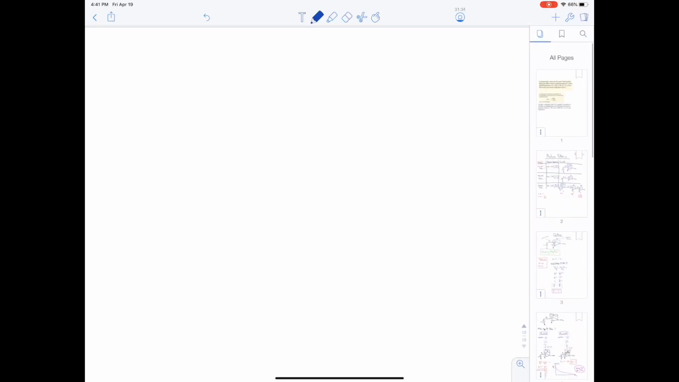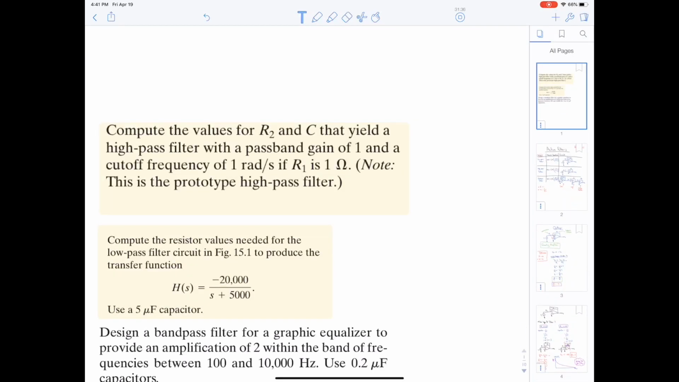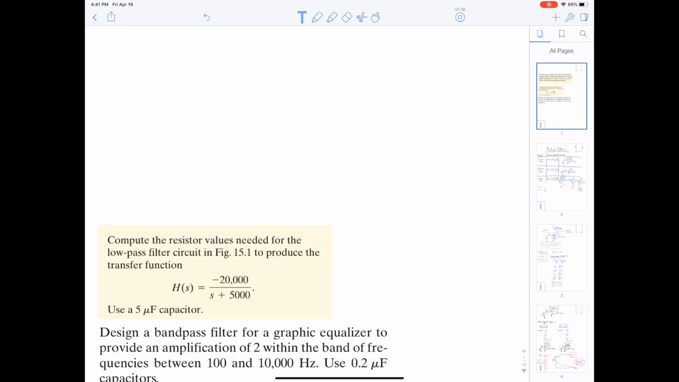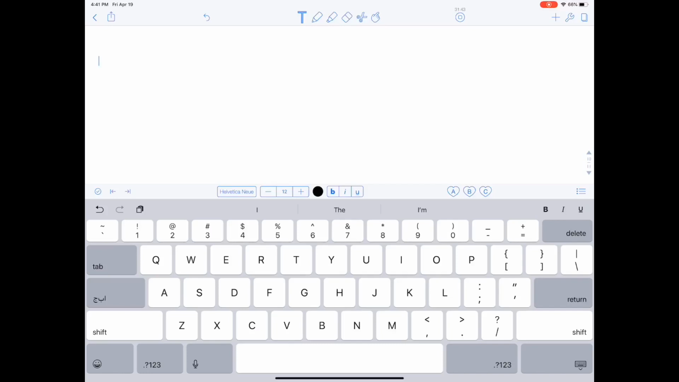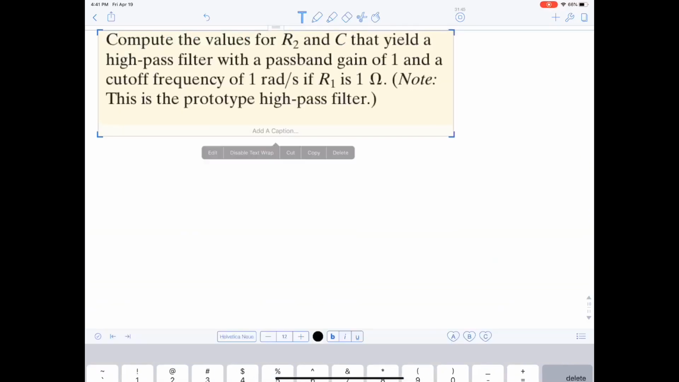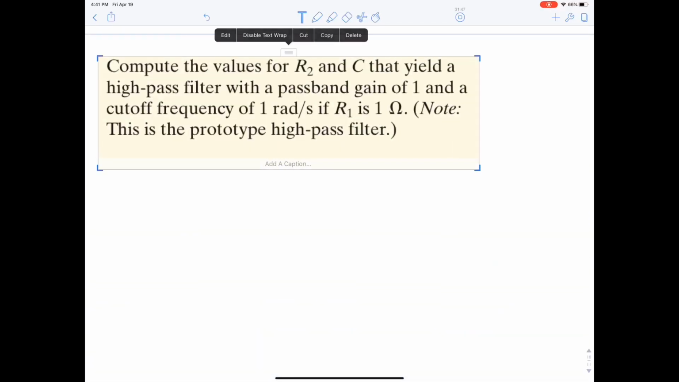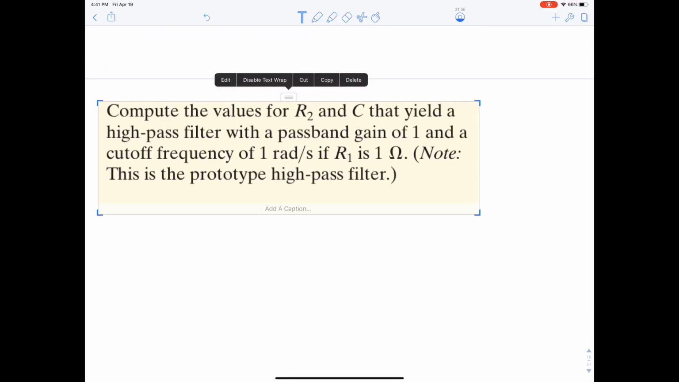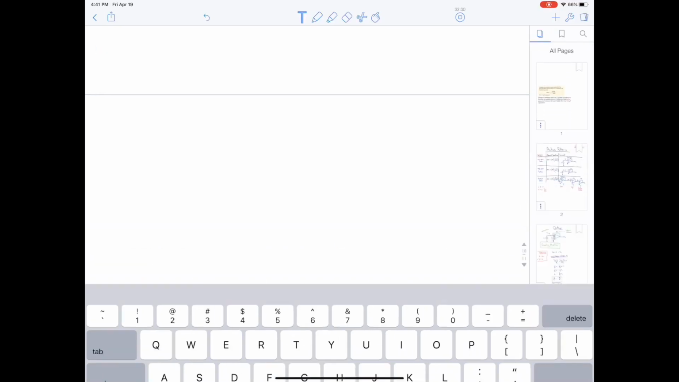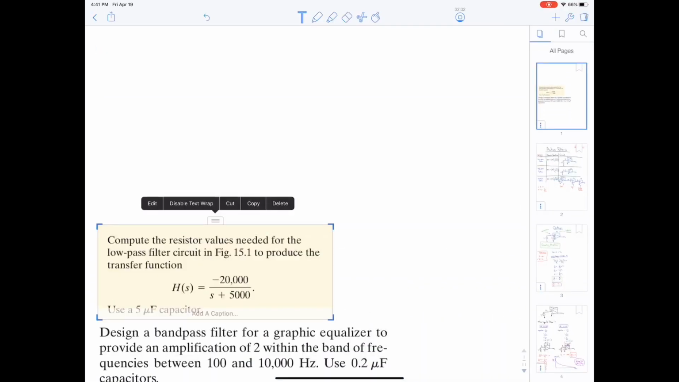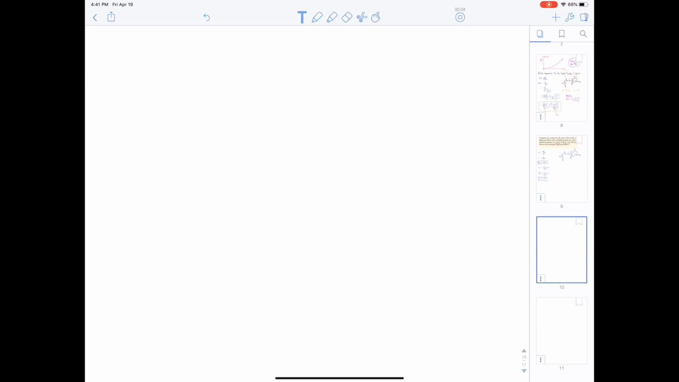Let's see. Cut. Paste it. Okay. Now, compute the values of R2 and C that yield a high pass. Was this? No, I think this is the same question. We copied the wrong one. Yeah, I need this one. Cut. Here we go.